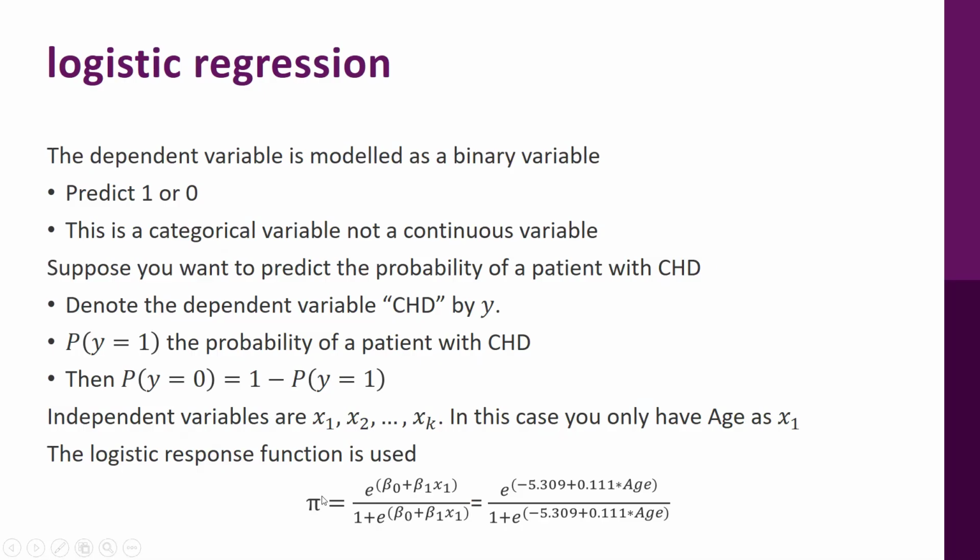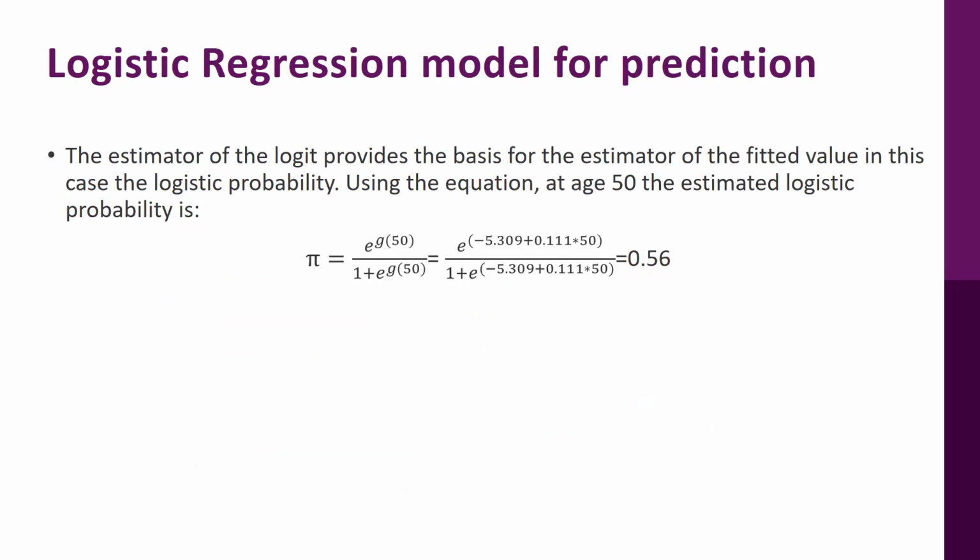The probability would be calculated using this formula. And if you replace different age values here, it would produce different probabilities for different age groups. Suppose that the estimator of the logit provides the basis of this estimator, and using the equation, at age 50, the estimated logistic probability is 56%. But now the question is, how can we determine if this should belong to the 1 group or the 0 group?